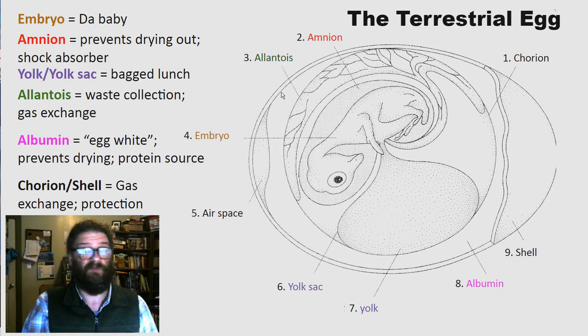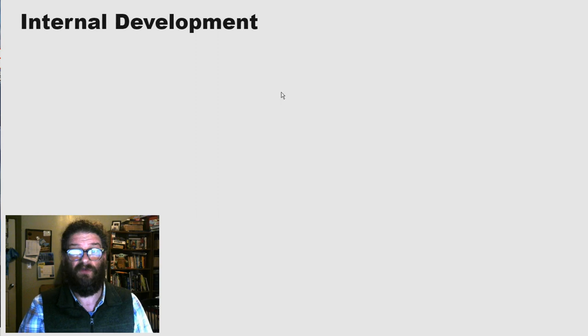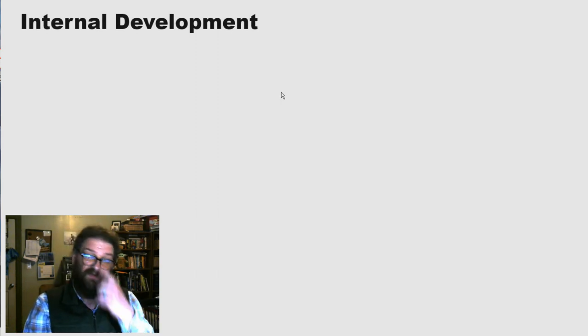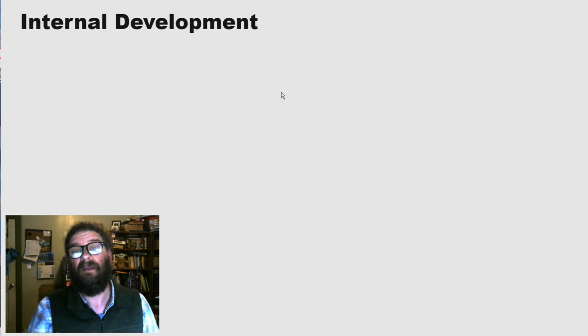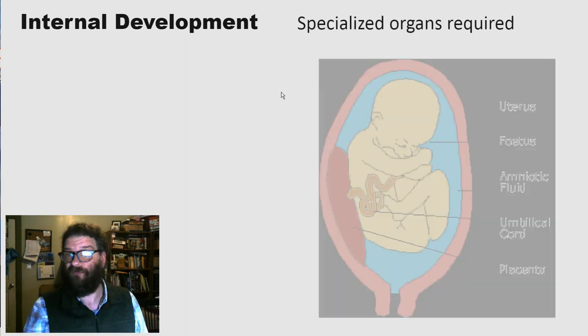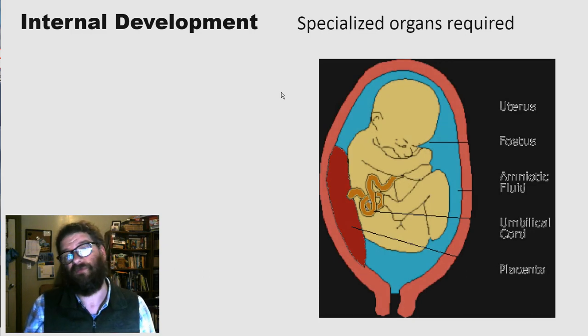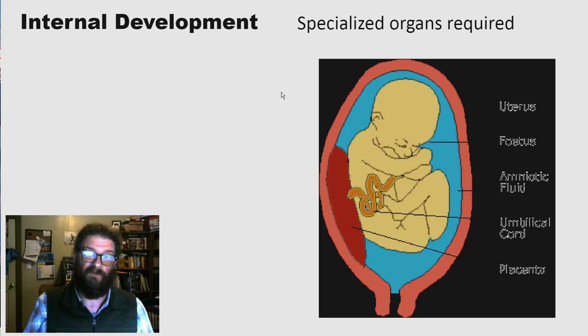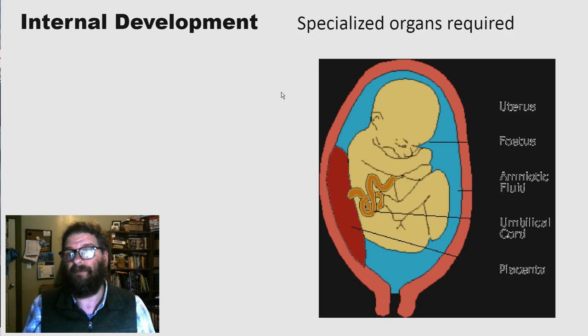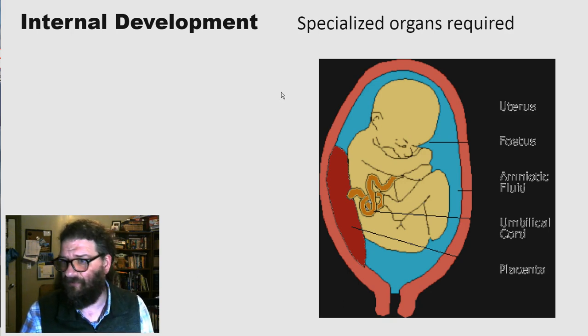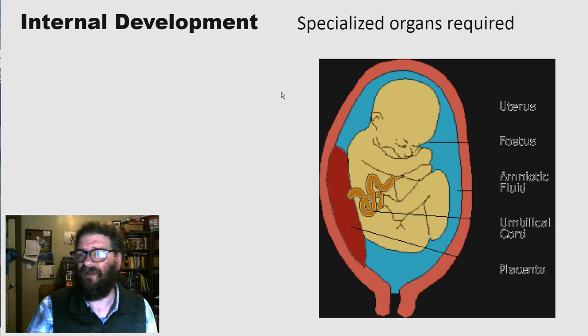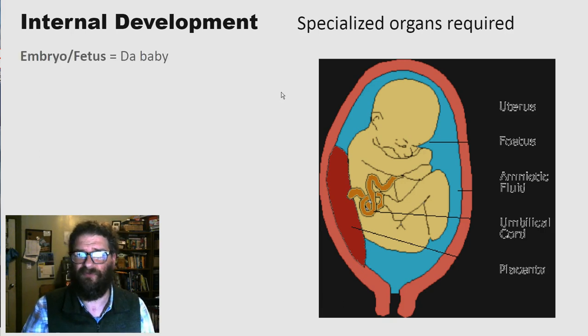Now, it's important for us to be able to compare this to internal developers. And again, we're going to see a lot of the same structures, a lot of the same extra-embryonic membranes, and to some degree, they're going to serve the same purpose. Now, in internal developers, we're going to need some actual specialized organs for that development. This picture is a little hard to read, the labels there. I'm going to go through it here.